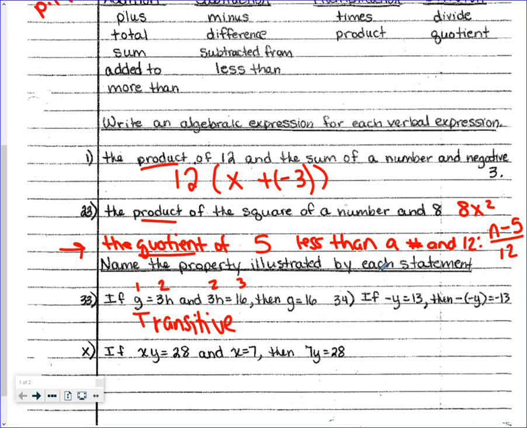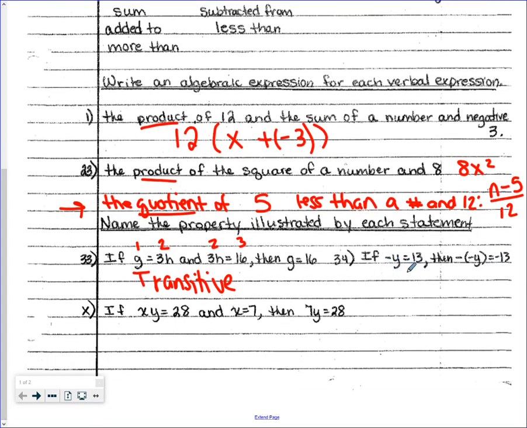If negative y equals 13, then negative y equals negative 13. All I'm asking you is basically what happened, okay? From here to here, it looks like they multiplied by a negative on both sides. So that's just multiplication, right? They literally multiplied by a negative 1 on both sides of the equal sign.